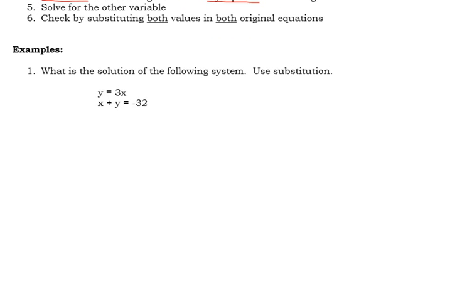What is the solution of the following system? Use substitution. So remember, the substitution method says we want to have one of the equations say x equals or y equals. So we take a look at our two equations and we look for an equation that says x equals or y equals. Since the first equation already says y equals, we take the expression that it's equal to and we substitute it into the second equation. So now for the second equation, instead of having x plus y, we're going to have x plus what y is equal to, which is 3x, equals negative 32.